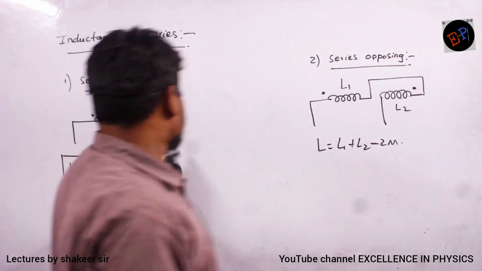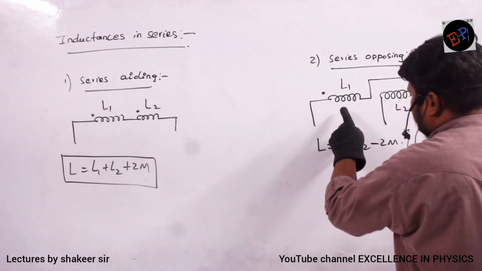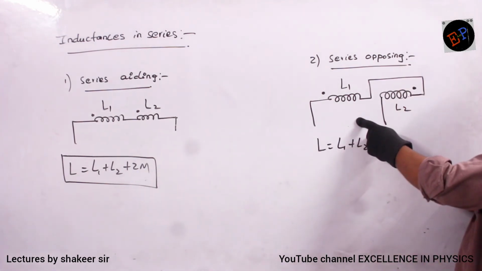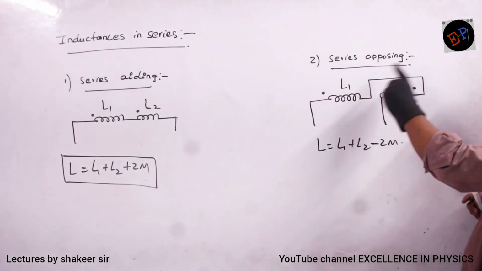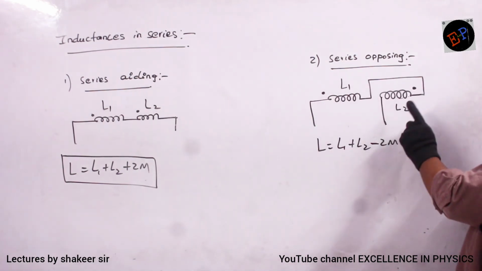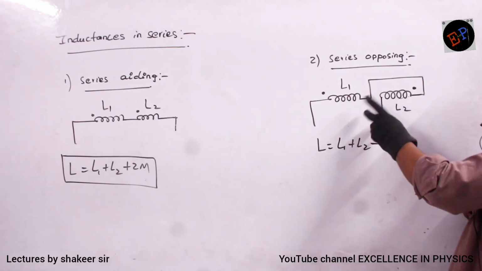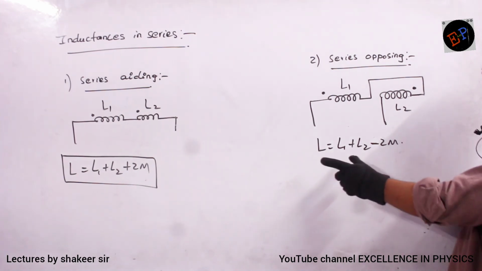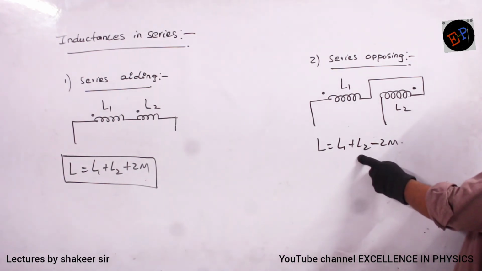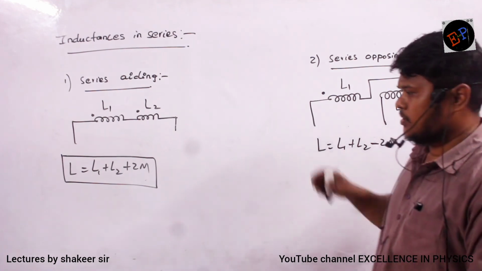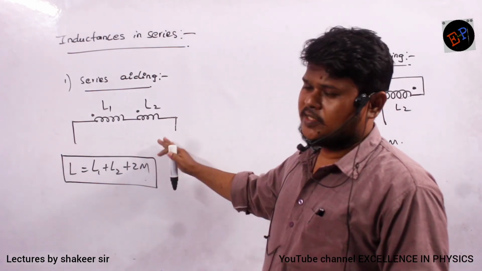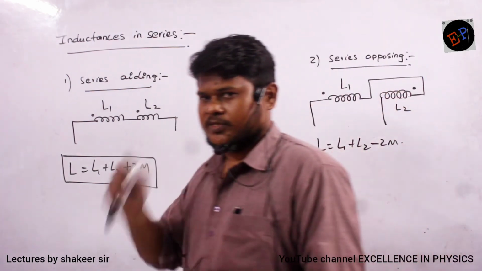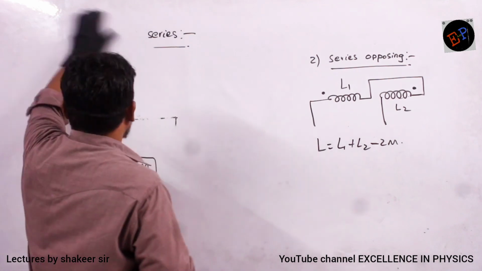Now inductors can be connected like this also. See, the polarity is different. The dot is here and here the dot is there. It means they are in opposite polarity. When they are in opposite polarity, mutual inductance will oppose the total inductance. There are derivations which we don't need, just remember the formula: L1 plus L2 minus 2M. So these are the equations for inductors connected in series aiding, and this is series opposing. Clear?